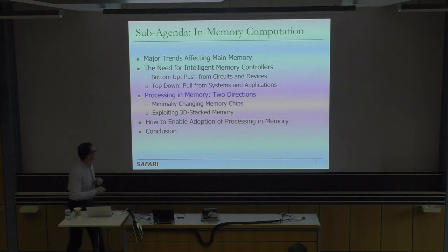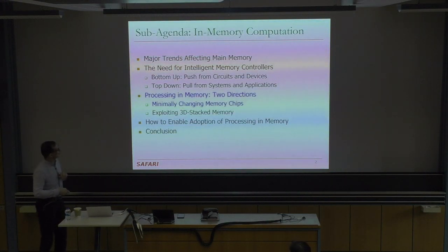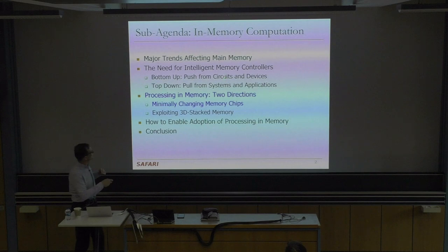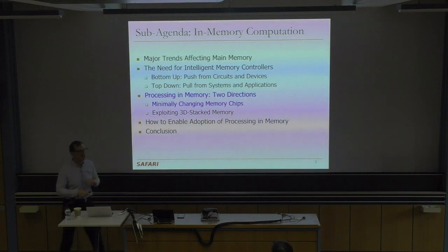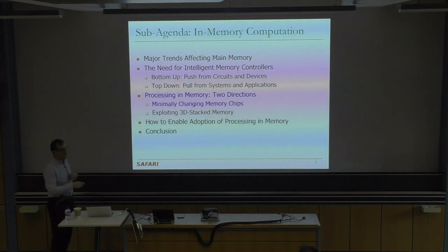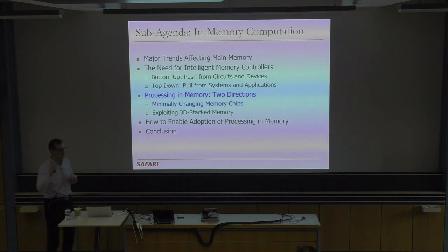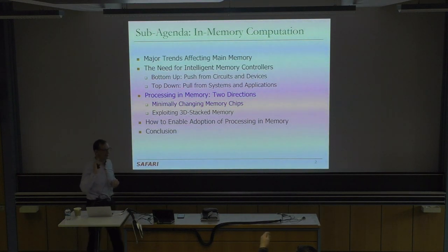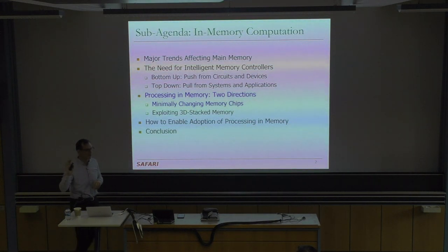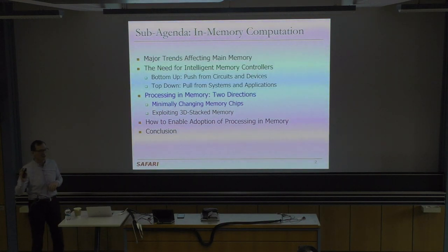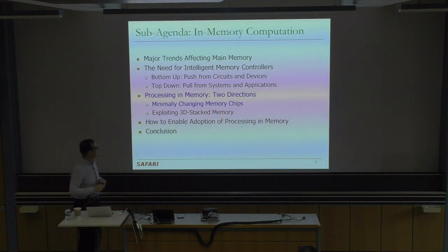Okay, but before that, let's start off where we left off last time. Remember, we motivated intelligent memory controllers, both from the bottom up, from the push from circuits and devices, and you've been reading some papers related to it. And we motivated from top down also, the need from the systems, applications, and the demands that we have from our lives, if you will, like sustainability and efficiency, right? If you put those at the top, then you have a very different way of thinking about computing, right? Performance is important, yes, but performance should not come at all costs, like extreme energy consumption.